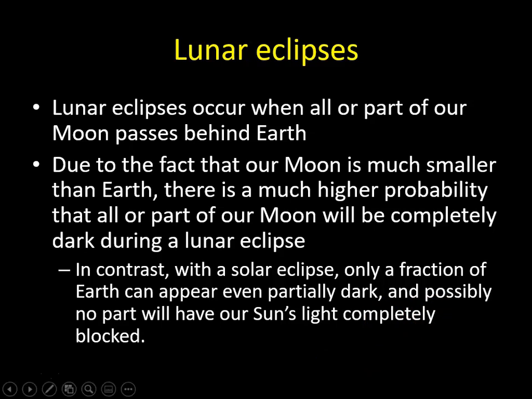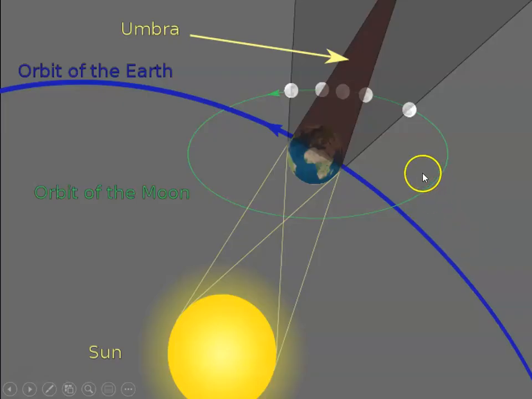The fact that our moon is a lot smaller than Earth, and Earth is a lot bigger than the moon, is what makes it possible for our moon to pass completely through Earth's shadow, as is the case in this particular diagram. In the middle, you're dealing with a total lunar eclipse. The two images of our moon to the side of that would show a partial lunar eclipse, and if our moon was between those two images and the two images on the far side, that would be a penumbral eclipse.